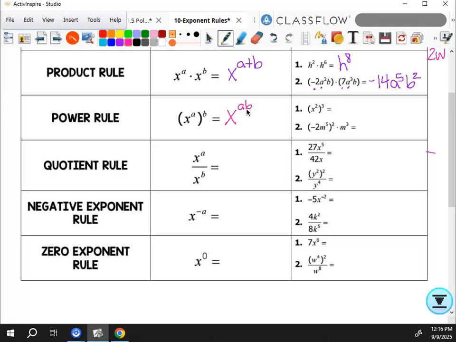So x squared to the 3rd, this is when I actually multiply. That would give me x to the 6th. Okay. And if I have more than one thing inside of my parentheses, I can distribute it. Here's what we're not doing, okay?